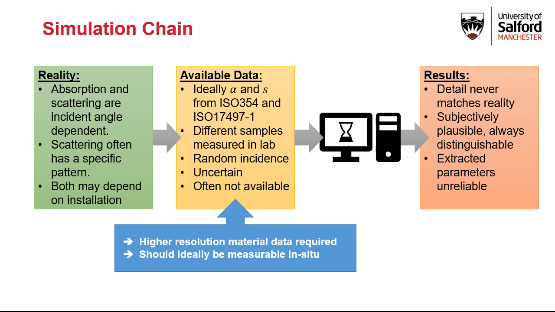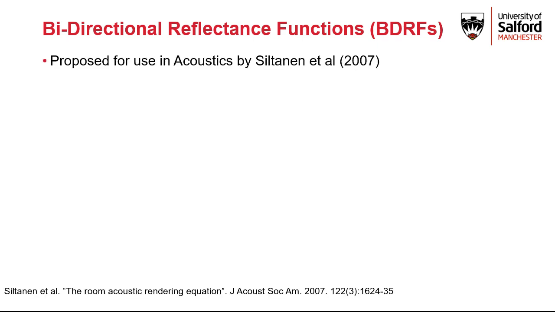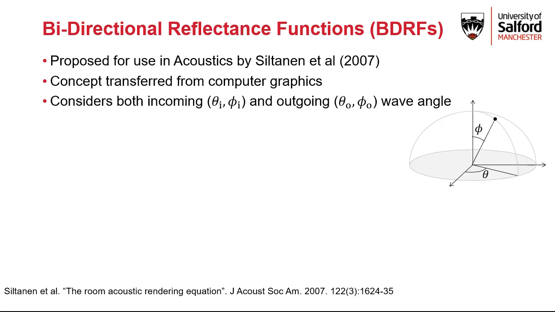So in terms of actually having some high resolution data, my suggestion for this is bidirectional reflectance functions. Now these are something that's already been proposed for use in acoustics by Siltanen et al. in 2007, and it's a concept transferred from computer graphics. And these BRDFs consider both incoming and outgoing wave angle. So we've got polar azimuth and elevation angles there.